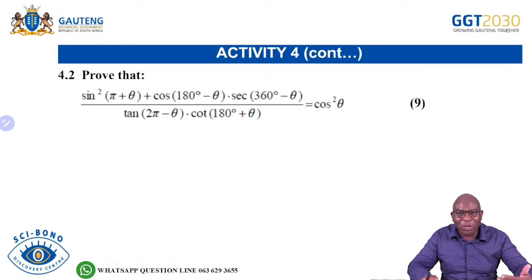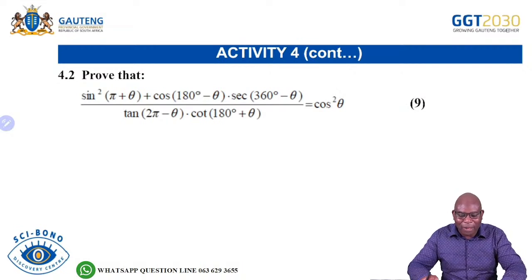And these are questions you will get in the test. So when you see a tangent, just change it to sine over cos. When you see sec, just change it to 1 over cos. When you see cosec, just change them, and then you get a mark for that. Just for changing them, you get a mark for that.